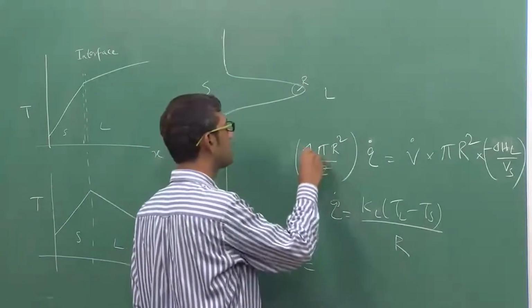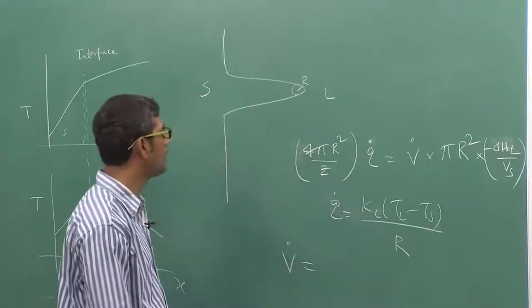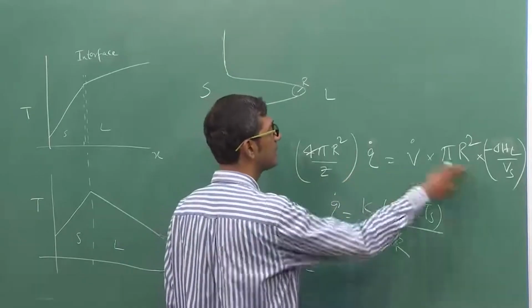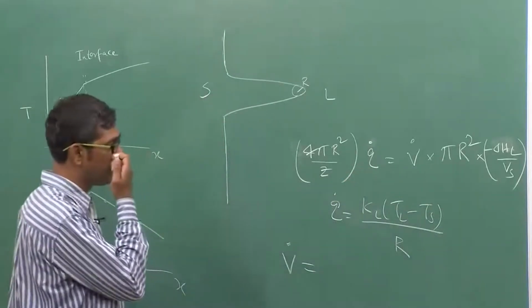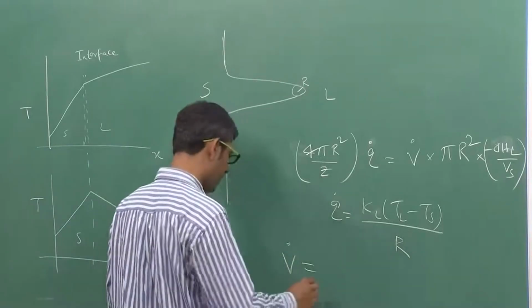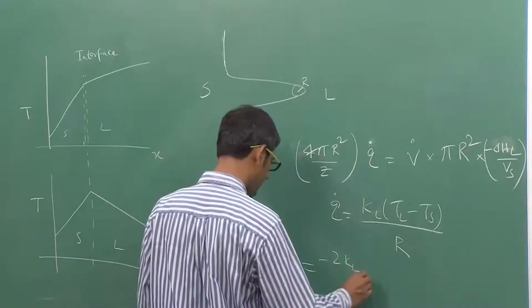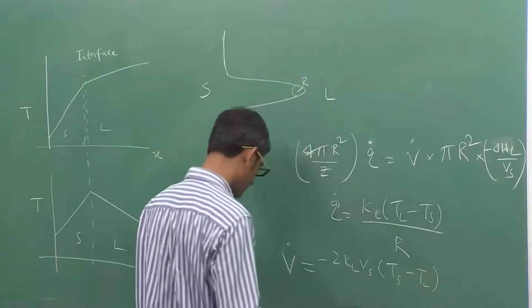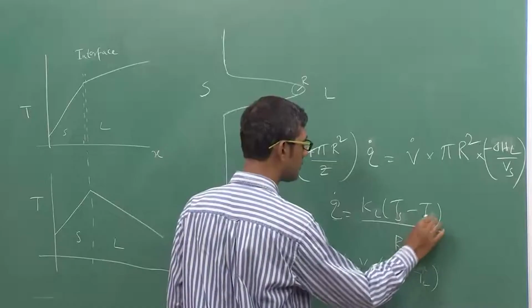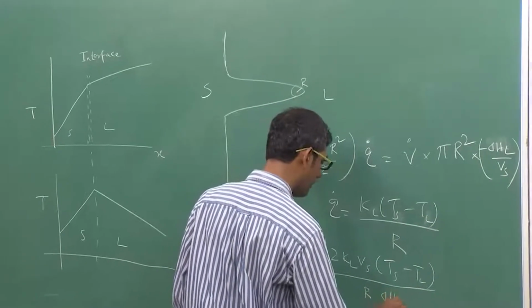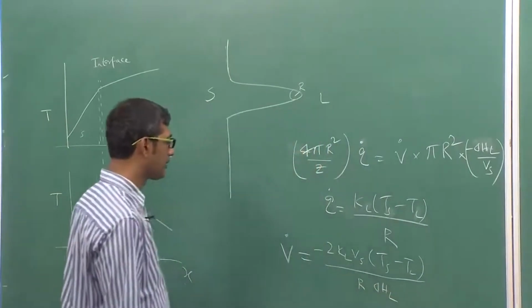Okay, remember this is half because half of these surfaces are only in touch with the liquid. And this is your flux, given by this: the growth rate multiplied by the area multiplied by the heat evolved because of the latent heat. So this gives you an idea about growth rate, that is equal to minus K_L V_S (T_S minus T_L) divided by R multiplied by delta H_L. That is what you get.